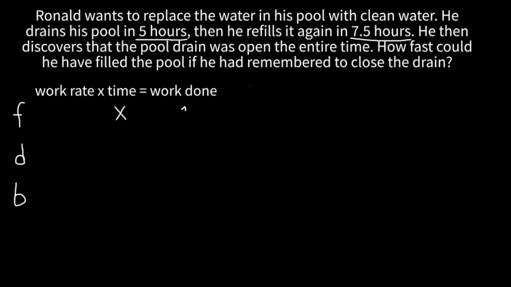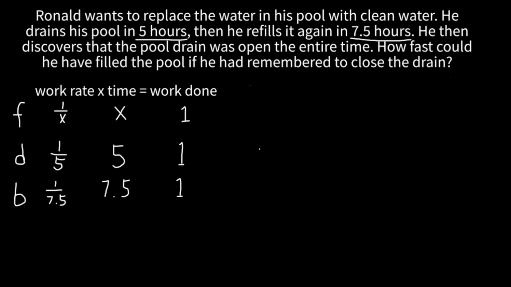And work done is always going to be 1, and the work rate is going to be 1 over X. Now for the drain alone, we know that the time is 5 hours. Work done is 1, so the work rate is 1 over 5. And we're also given how long it takes for both to be working at the same time, which is 7.5 hours. So for both here, we're going to put 7.5. It's still going to be 1, and the work rate is 1 over 7.5.